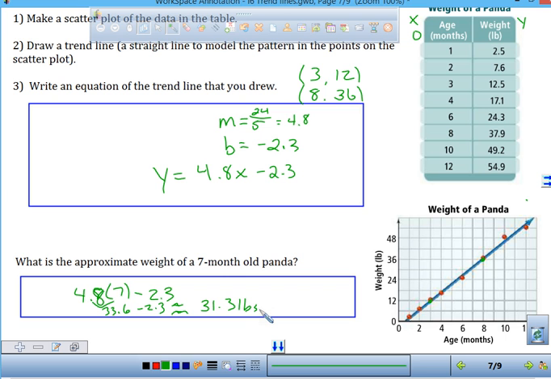Now, I can always double check this. Go to my graph. At 7 months, go up. Is that at about 31.3 pounds? Then we're probably pretty close. So we did things right.